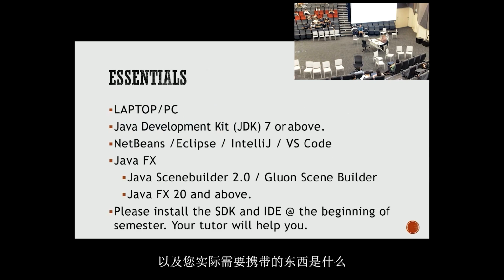Okay? And what are the things that you need to bring or prepare for this course? First, you need a laptop or PC. How many of you do not have a laptop or PC, or even, let's say, a MacBook? It is better for you to have one. If you don't have, let me know, I'll source for you. But anyway, you are already in your second year, so all these things are supposed to be ready for you. Next, you need to install the Java Development Kit, JDK version 7 or above.